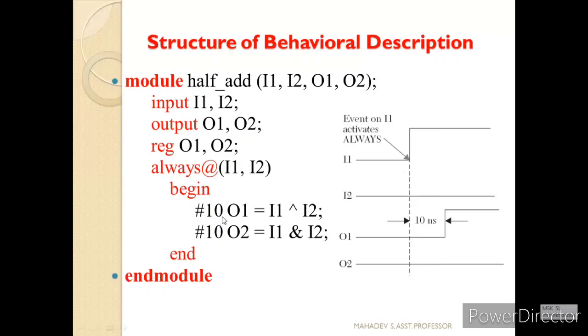But because of the declaration of 10 nanoseconds, it is changing after 10 nanoseconds. So 0 XOR 0 was 0, and now I1 is 1, so XOR of 0, 1 gives output 1. Whereas O2, there is no change because anything ANDed with 0 is always 0, so O2 is always 0. This is how the behavioral program of Verilog works.